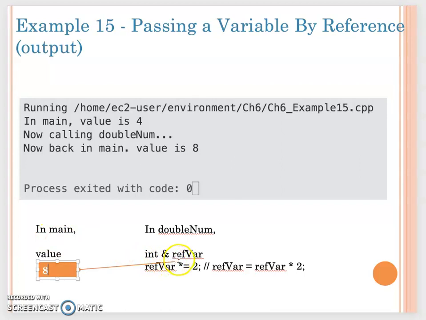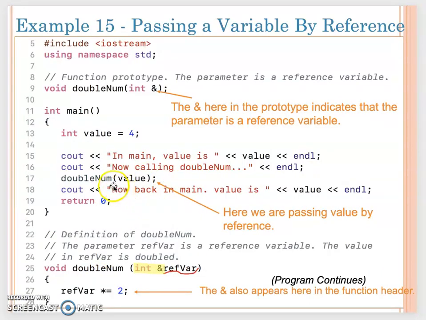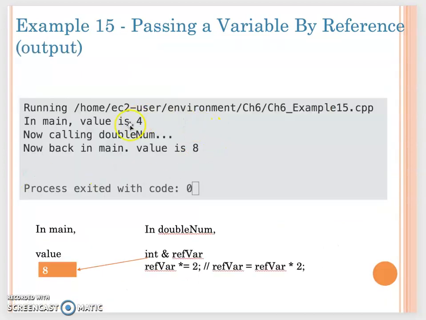So that's what the reference means. A reference means they refer to the same location from the main function. So even though you feel like you're only updating the local variable in doubleNum, because it is passed by reference, it actually updates the location in the main function. So if you run this program, after you pass the value by reference and double it, in the main function the value will display from 4 to 8. That's why you will see your output like this.